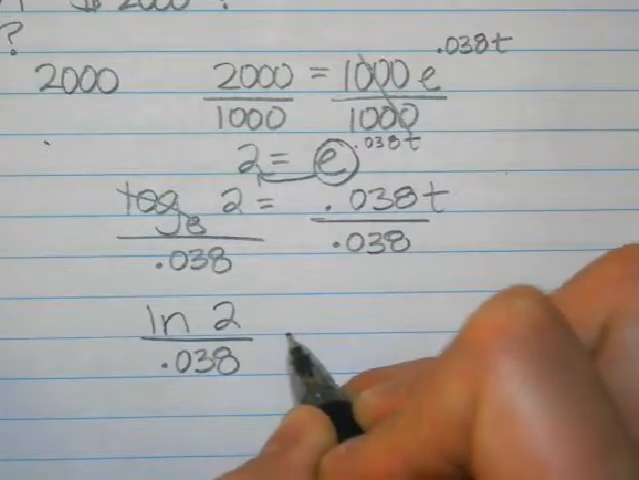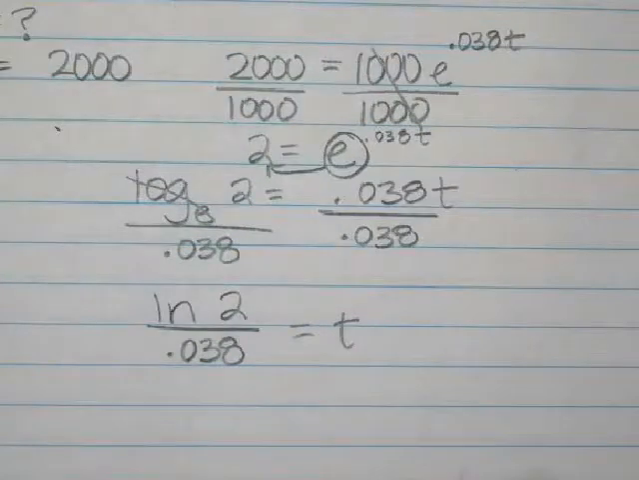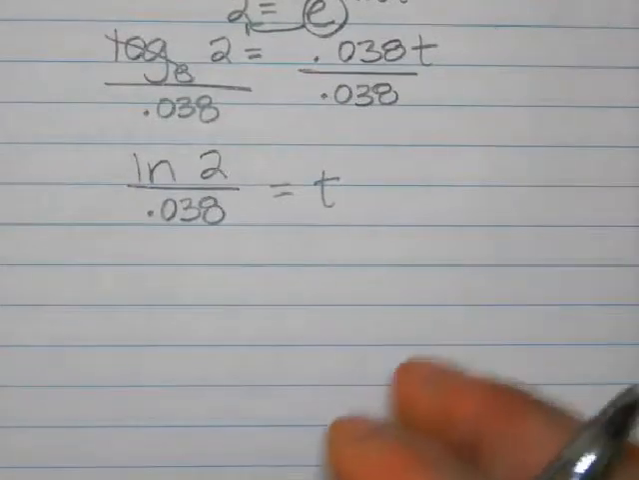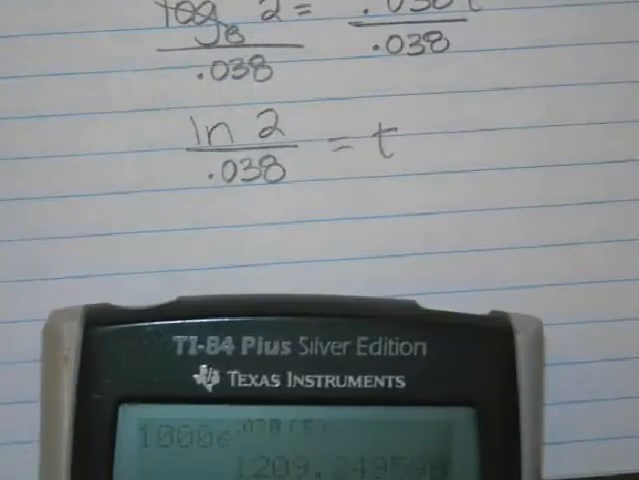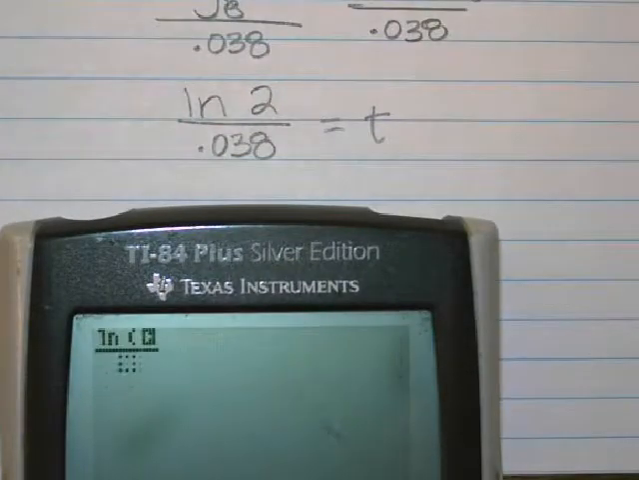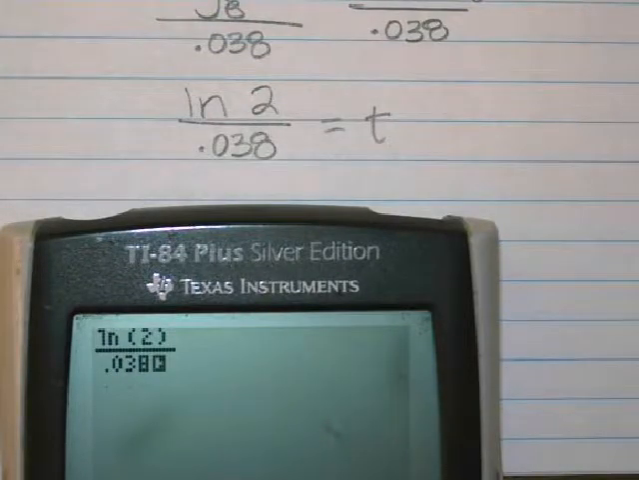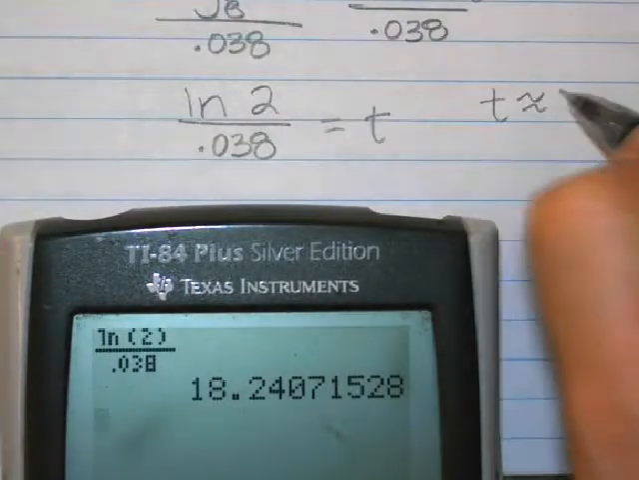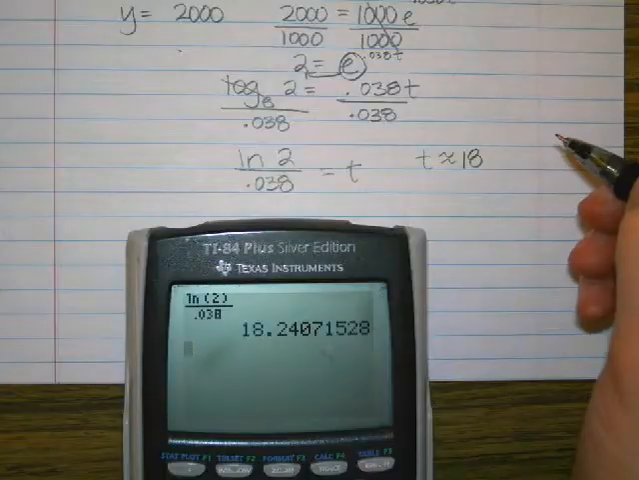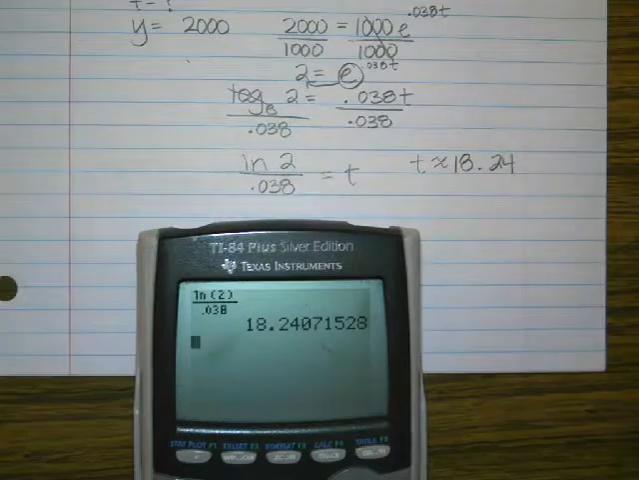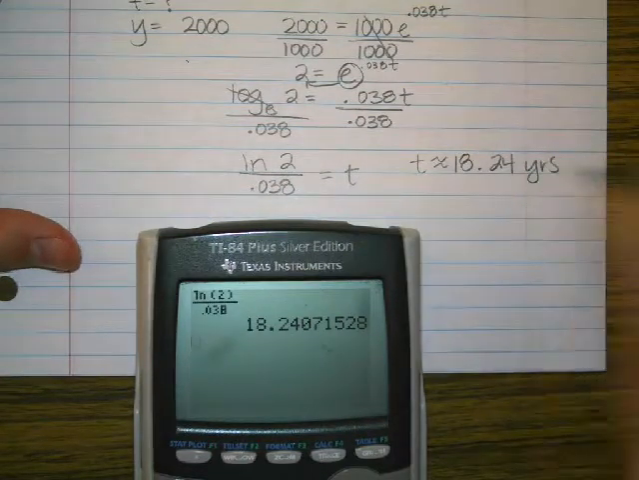Are you going to get it wrong if you leave it as log base e? No, it's the same thing. People are just going to look at you funny because nobody really writes log base e. Everyone writes ln. So we're going to hit the ln button, ln2 divided by 0.038. So how much time did it take? 18.24. What are the units? Years.